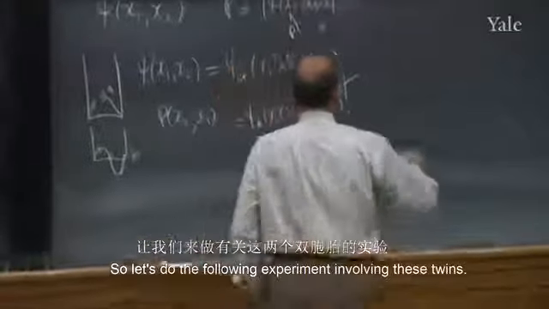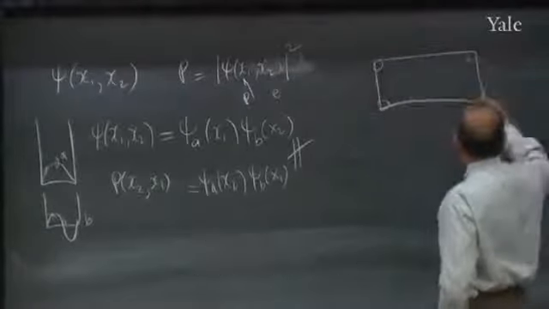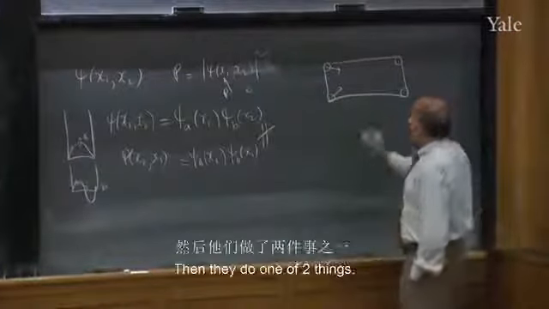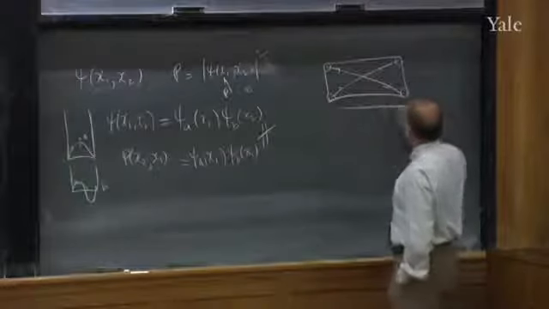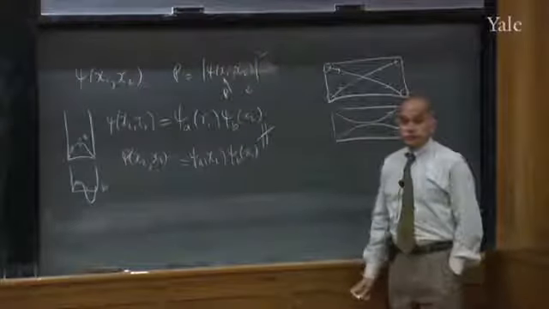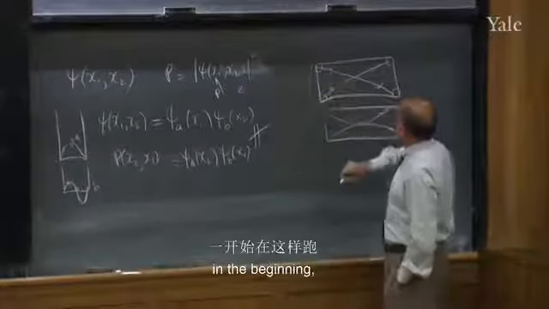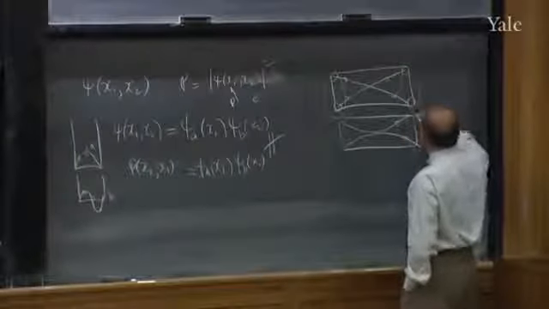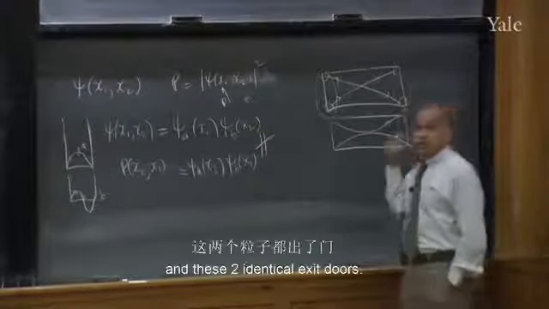So let's do the following experiment involving these twins. There are 4 doors in this room, and one twin comes out like this, the other twin comes out like that. Then they do one of two things. Either they cross over like this, or this guy goes back to that door, that guy goes back to this door. Now, suppose you saw them running like this in the beginning, and you left the room and this was happening, and you saw them enter these two doors. You cannot tell which of the two happened, because you just got two identical twins in these two identical exit doors.